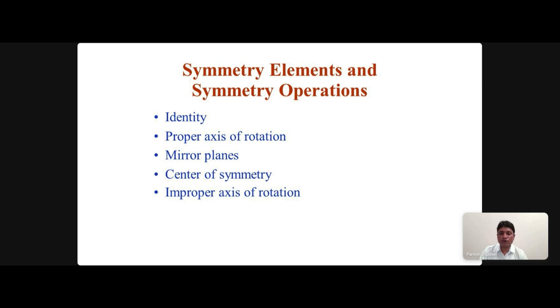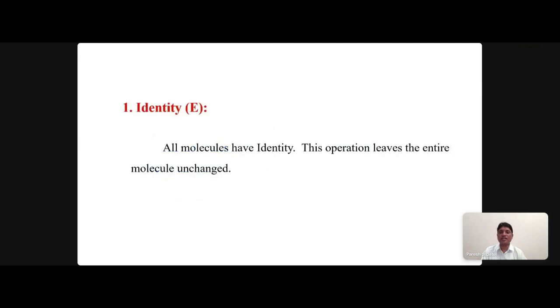Identity, proper axis of rotation, mirror planes, center of symmetry, improper axis of rotation: these are the symmetry elements and their related symmetry operations. Let us start first with identity. Identity is a symmetry element and all molecules have identity. This operation leaves the entire molecule unchanged. It means each and every molecule has the identity symmetry element, and if we operate the identity symmetry operation on any molecule, the molecule remains as it is. There is no change.